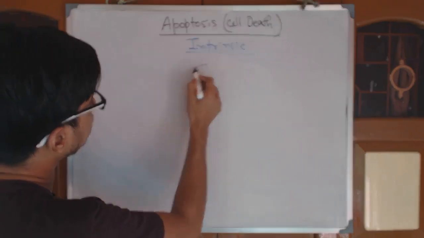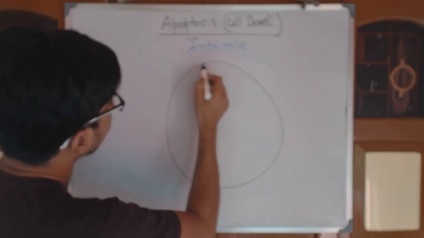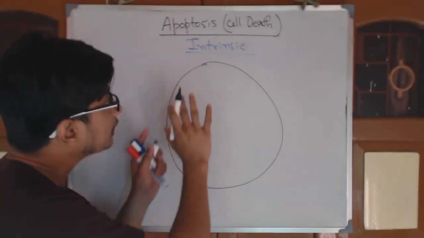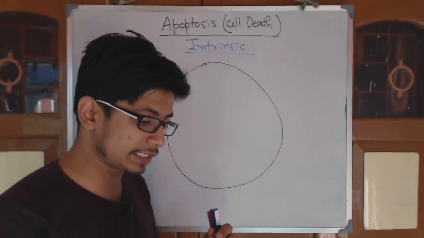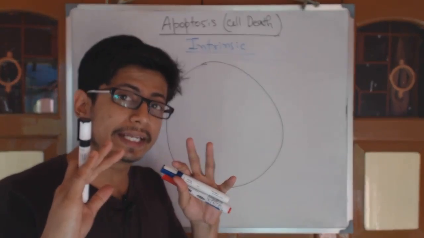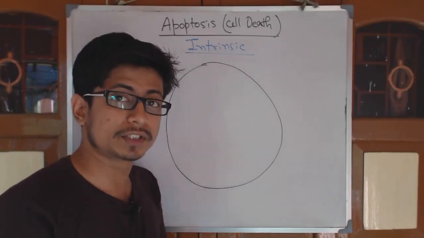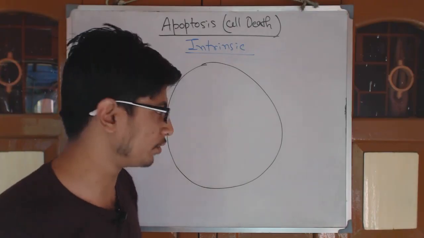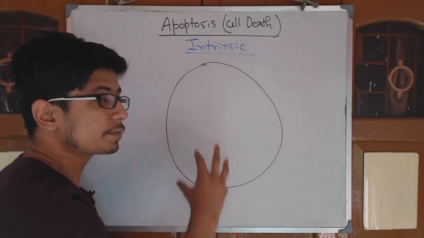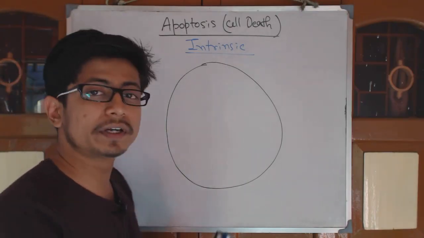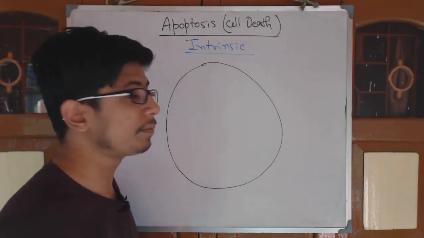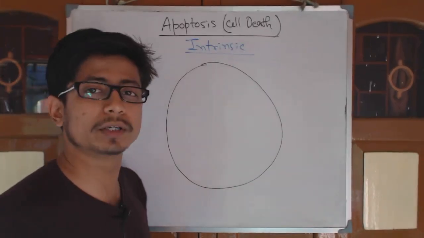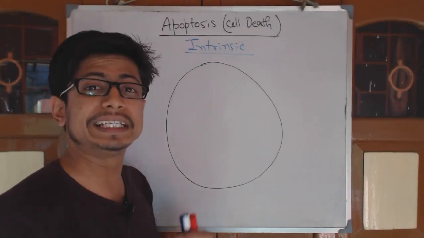So if I draw a cell here to explain it better, this is the cell, and normally this intrinsic pathway originates inside the cytosol. The start point, and the target, of this process is the mitochondria. For this process to activate, there are different types of problems in the cell, like endoplasmic reticulum stress or any sort of stress. The problem could be DNA damage.